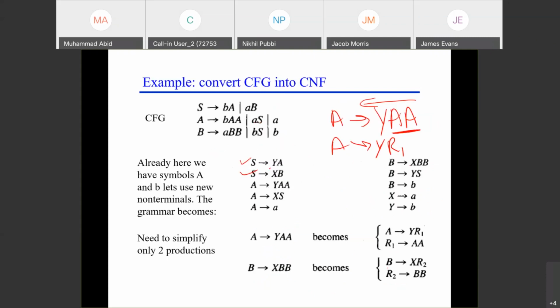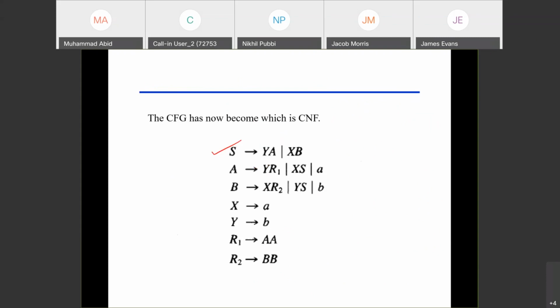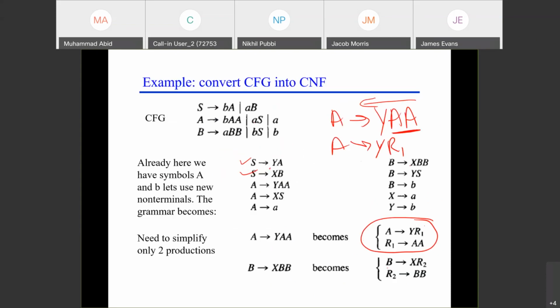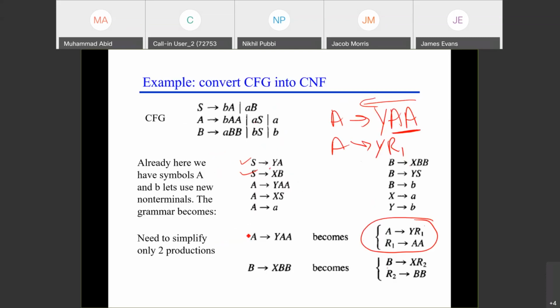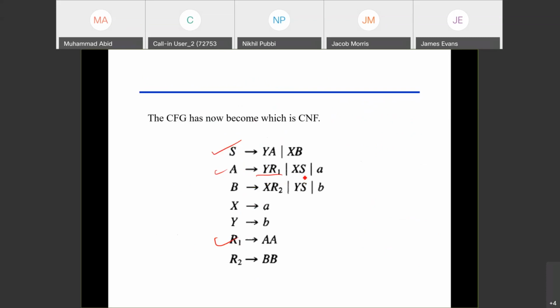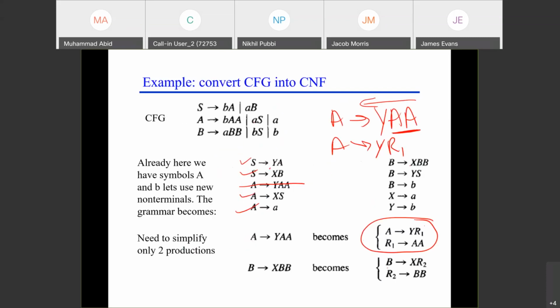Then AYAA can be replaced by these two production rules. So we delete that AYAA, and add YR1 and R1AA. And XS and A, it is already there: S, X, S, and A. So we have this thing, okay? And then we replace that with these two production rules.